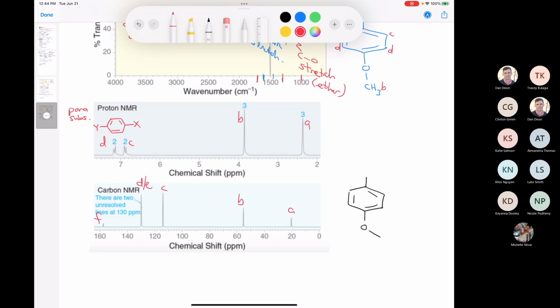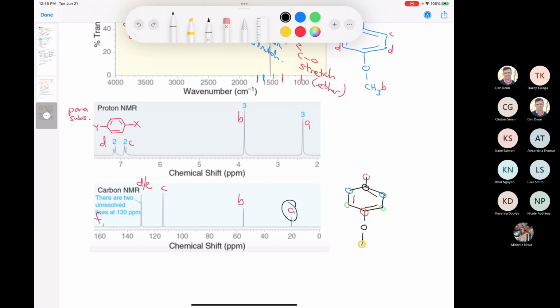Well, if we draw this compound with the methyl pointing down like this, you can clearly see that there is a plane of symmetry running through the molecule like this. We've got 1, 2, 3, 4, 5, 6 types of carbons in the molecule, and we have 6 signals.